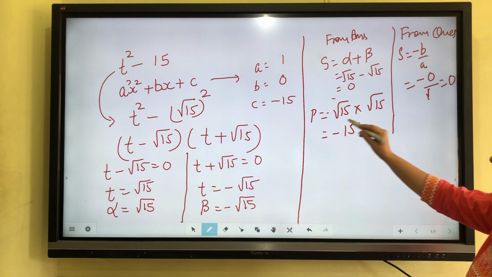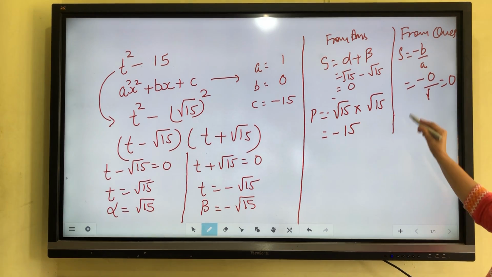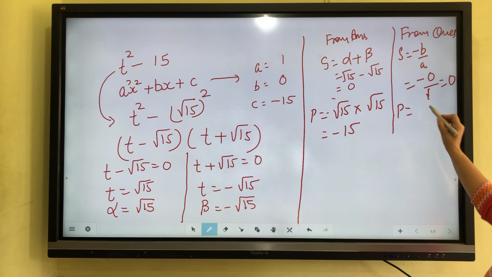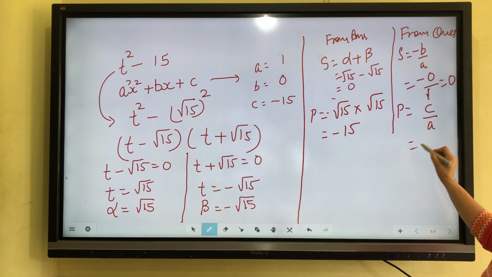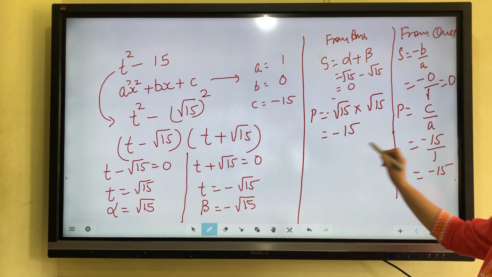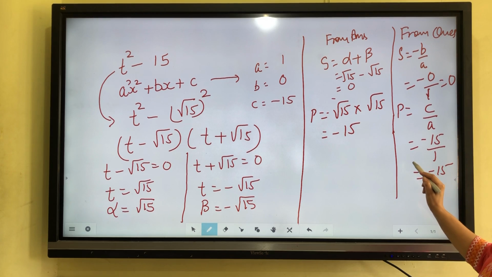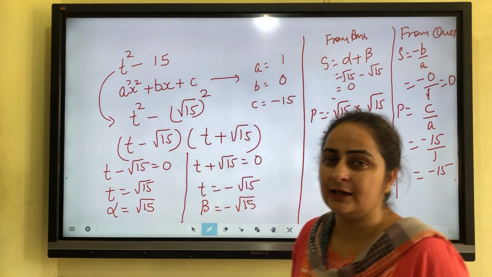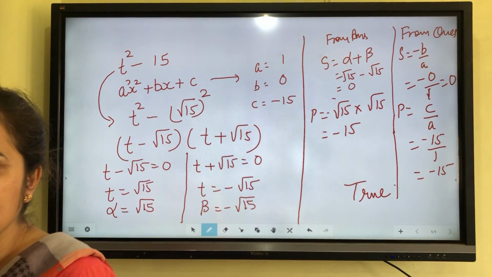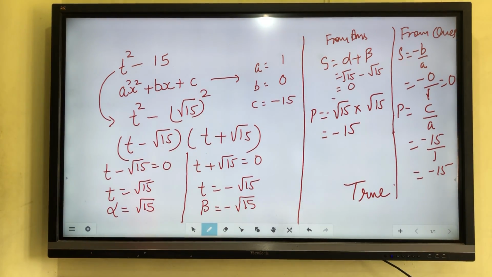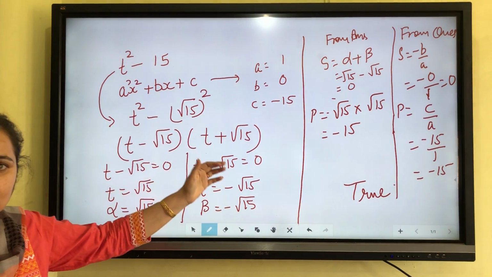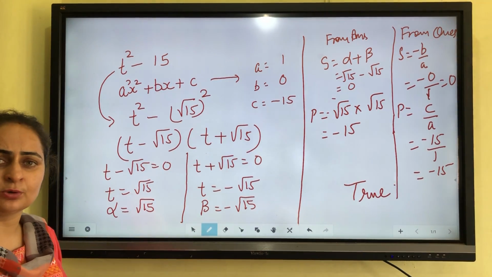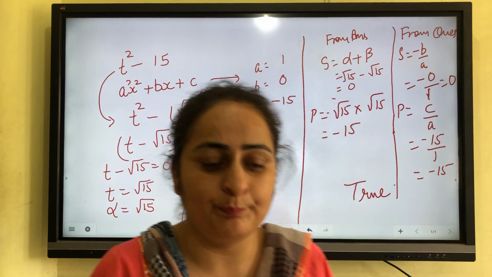In a similar manner, I verify the product here. And what about the product? It is equal to c upon a. And what is the value of c? Minus 15 upon 1, that is equal to minus 15. In both cases, sum and product are equal, therefore the result is true. This is the second method to split the middle term, and if the power is 2, then we are able to find the two values, and those two values are also called alpha and beta.